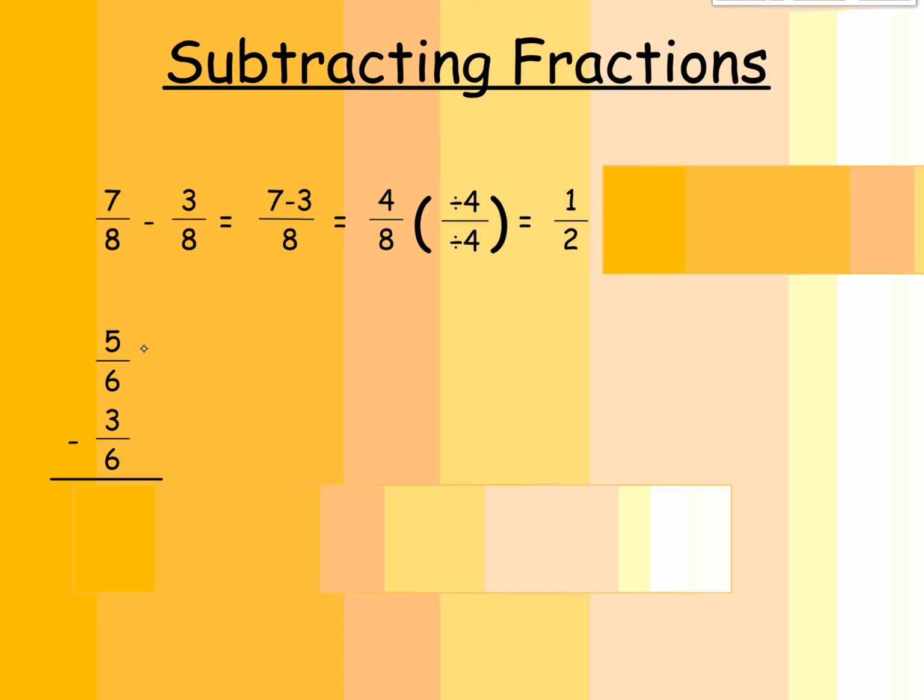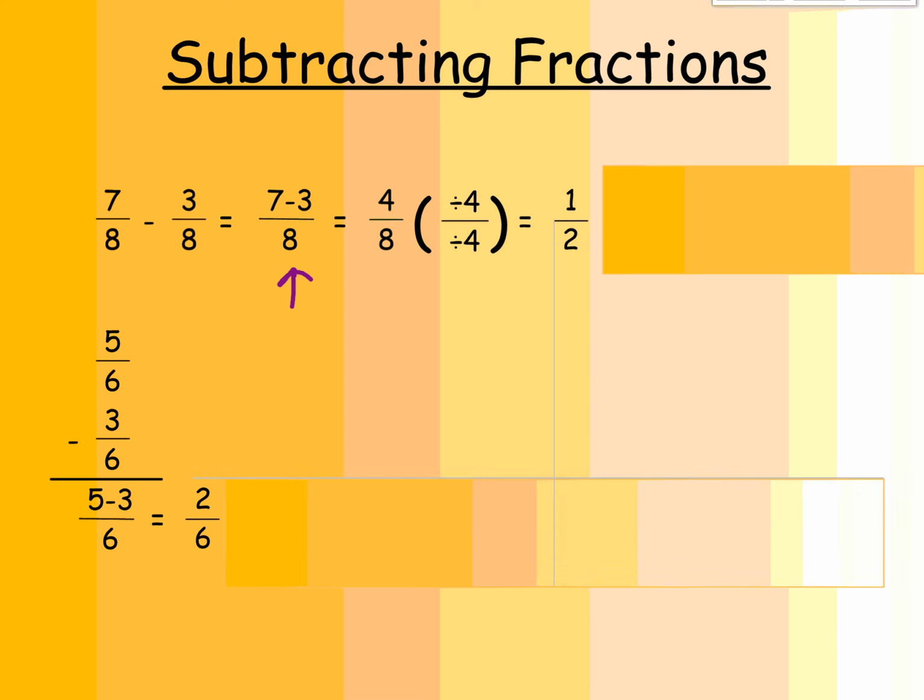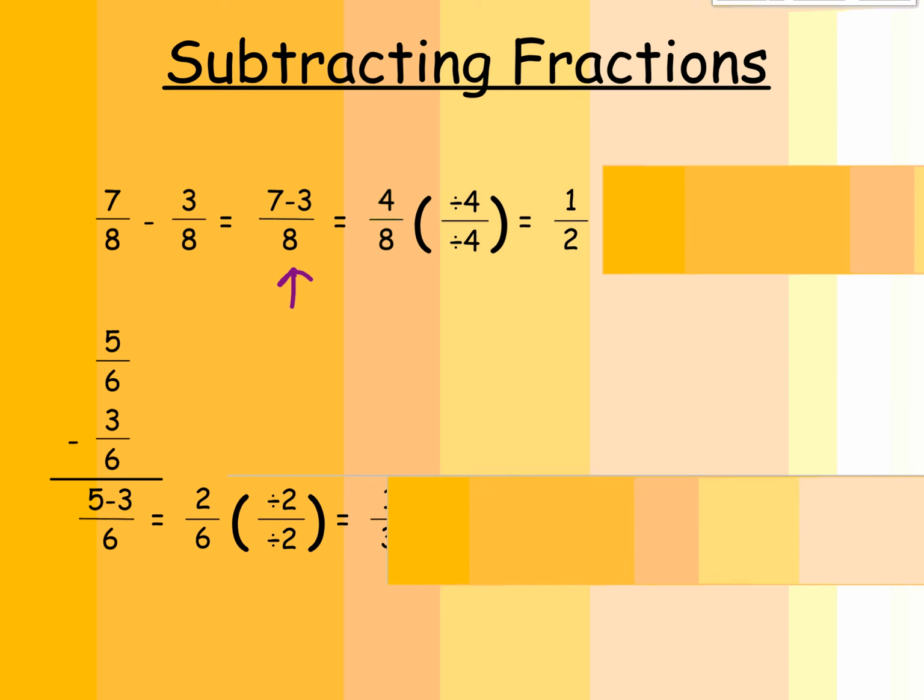Now let's look at a second example. 5/6 minus 3/6. Well, just like up above, we're now going to just do 5 minus 3 over 6, which is 2/6. And again, I'm going to think about, can I simplify that fraction? Well, 2 and 6 can both be divided by 2. 2 divided by 2 is 1, and 6 divided by 2 is 3. So 5/6 minus 3/6 is 1/3.